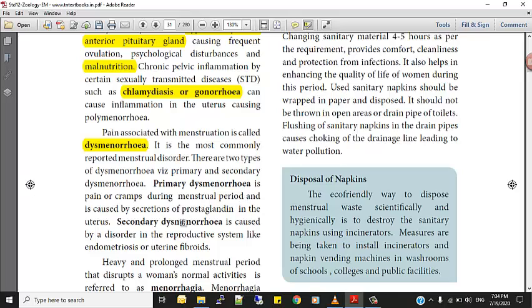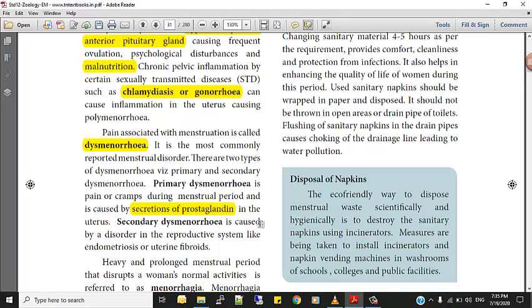Primary dysmenorrhea is a pain or a cramp during the menstrual period and is caused by the secretion of prostaglandin in the uterus. இது நார்மலா எல்லாருக்கும் வரக்கூடியது. அந்த பெயினும் அந்த கிராம்ப் எதனால? யூட்ரஸ்ல இந்த செக்ரீஷன். எந்த செக்ரீஷன்? I would like to highlight secretion of prostaglandin in the uterus. This is normal to everybody.